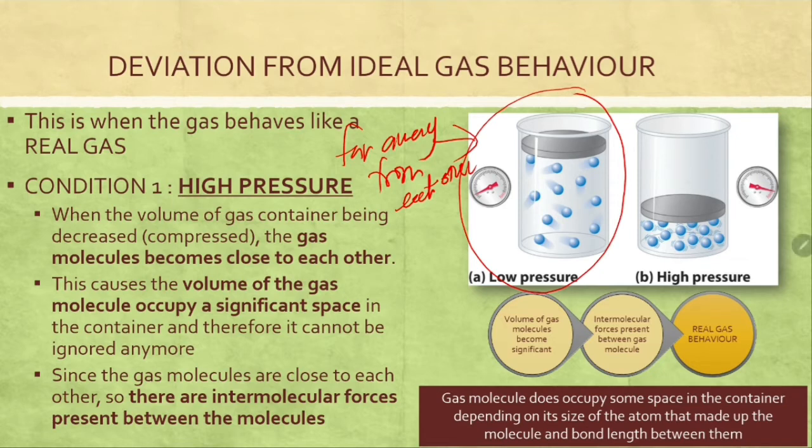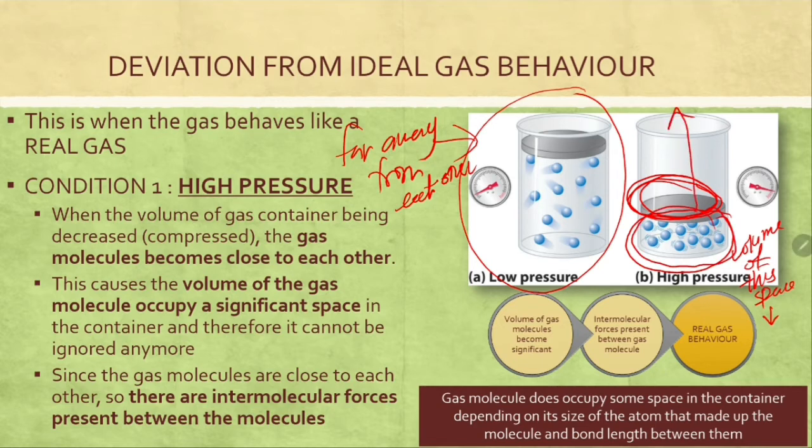However, when I push this piston downwards into the container, I'm going to compress or reduce the size, the volume, of this space. So when this space is being reduced, what will happen? The system will have a very high pressure, and as you can see, the gas molecules become close to each other.